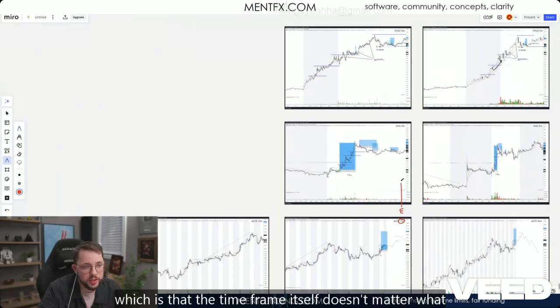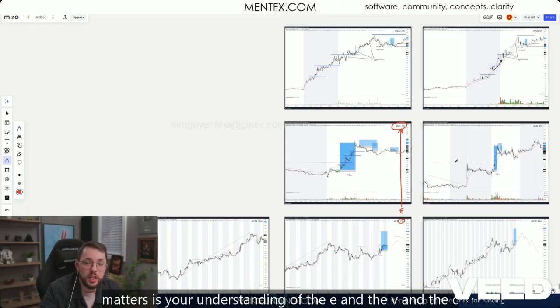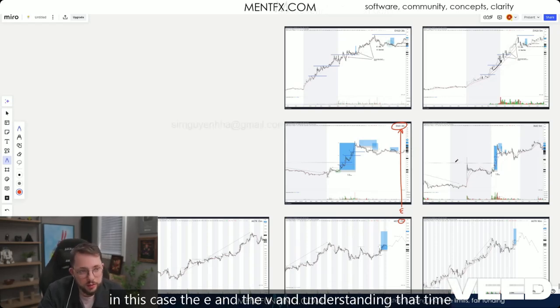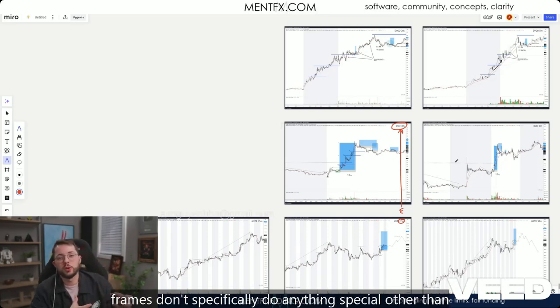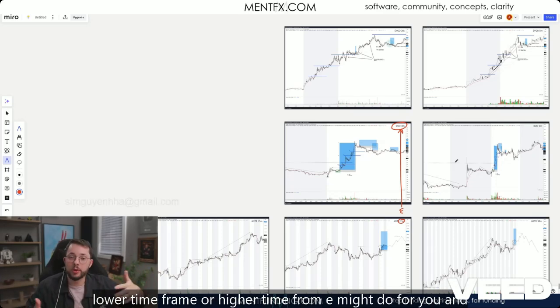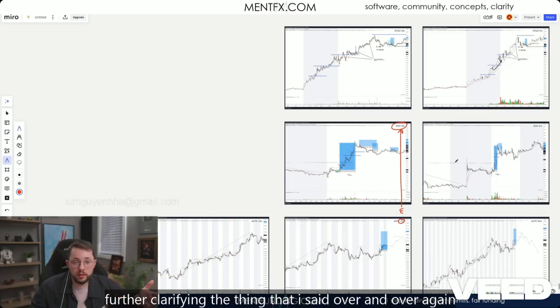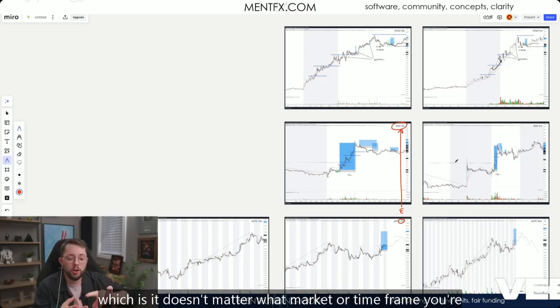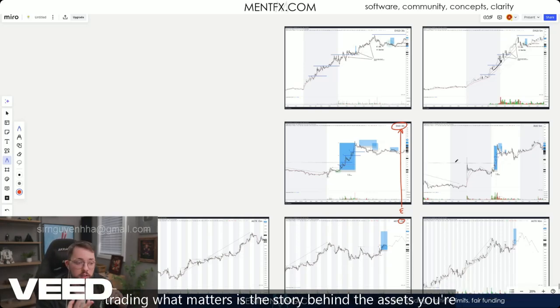so again, showcasing the same thing you guys learned about earlier, which is that the time frame itself doesn't matter. What matters is your understanding of the E and the V and the C. In this case, the E and the V. And understanding that time frames don't specifically do anything special other than give you an opportunity on a different timeline than what a lower time frame or higher time frame E might do for you. And further clarifying the thing that I said over and over again, which is it doesn't matter what market or time frame you're trading. What matters is the story behind the assets you're trading, right?